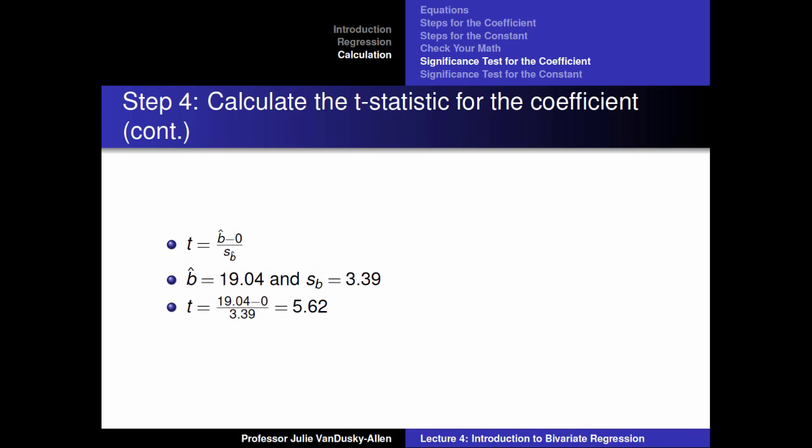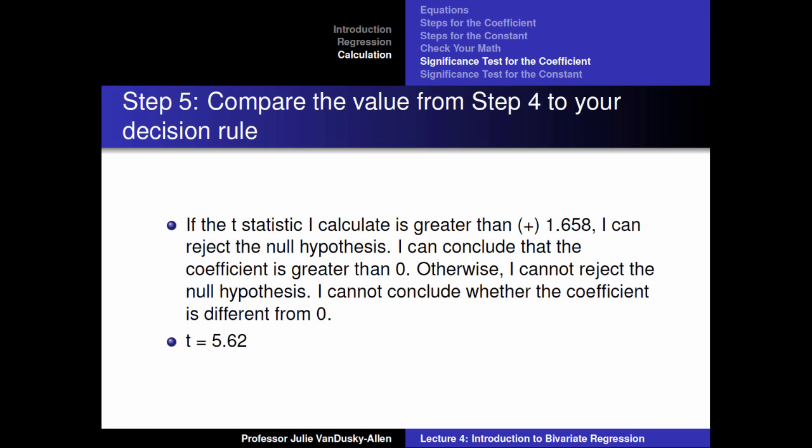So now we are going to calculate our t-score. Remember that the b hat from our equation was 19.04. I calculated the standard error for b hat. It was 3.39. So 19.04 minus 0, and that value divided by 3.39 is 5.62. Now we compare the t-score we calculated to the t-score from our decision rule template. Remember that our decision rule was, if the t-statistic I calculate is greater than positive 1.658, I can reject the null hypothesis. I can conclude that the coefficient is greater than 0. Otherwise, I cannot reject the null hypothesis. I cannot conclude whether the coefficient is different from 0.